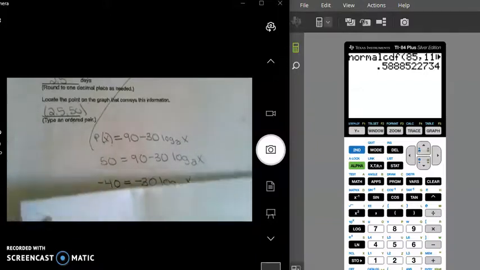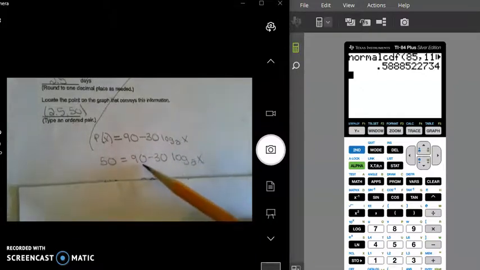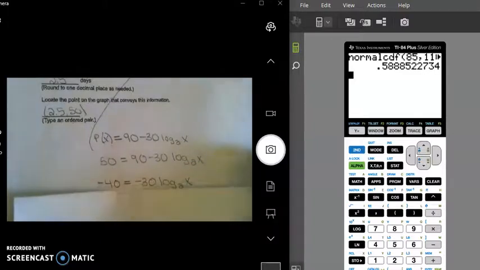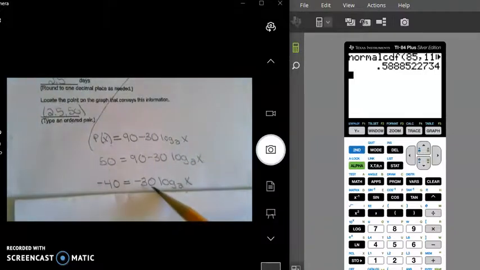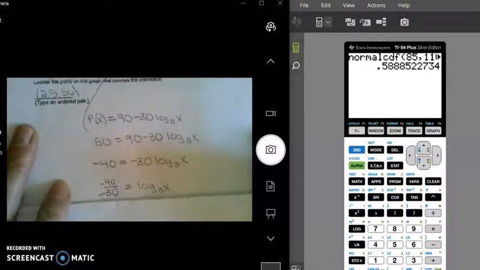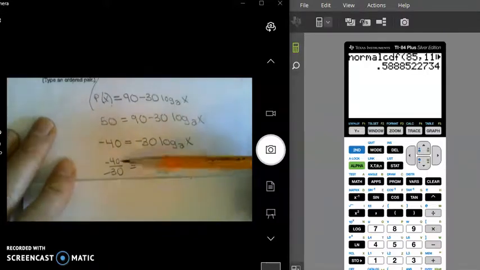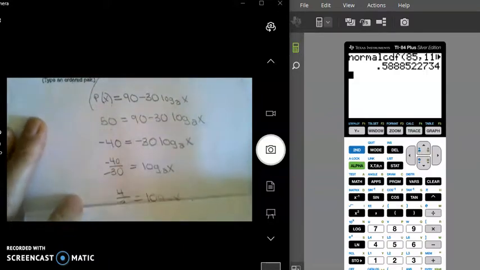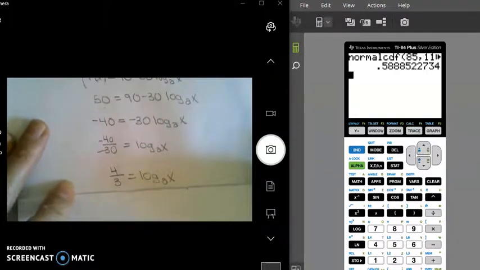Let me just do this here. So to get this isolated, the first thing I do is I subtract 90 from each side. And then I'm going to divide by negative 30. Okay, now we have it by itself. If I go ahead and simplify this, this becomes 4/3. That makes it a little bit easier.